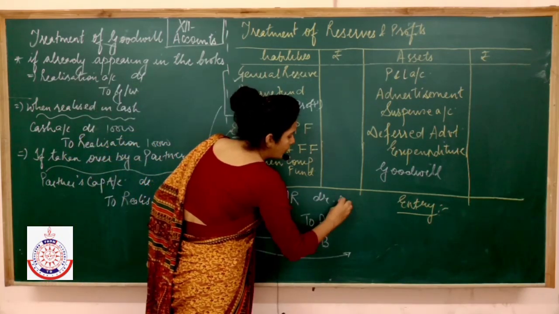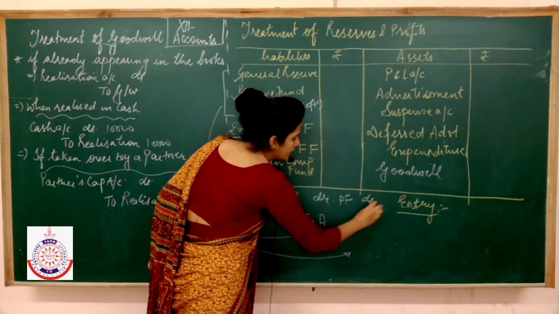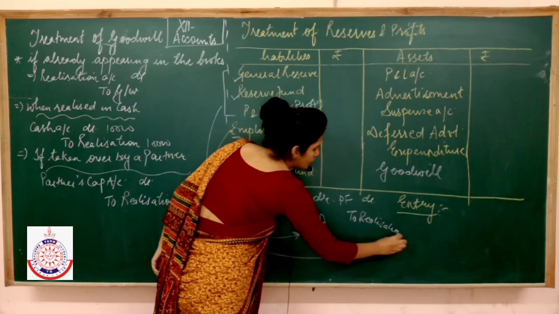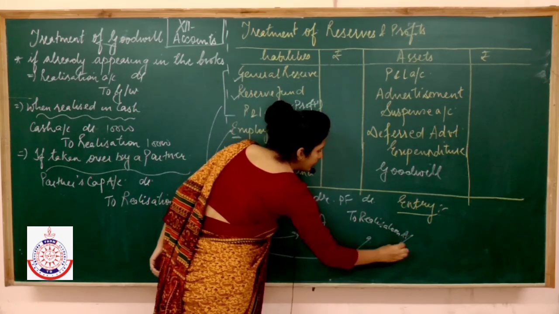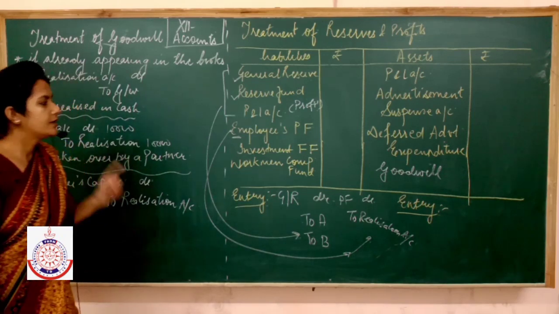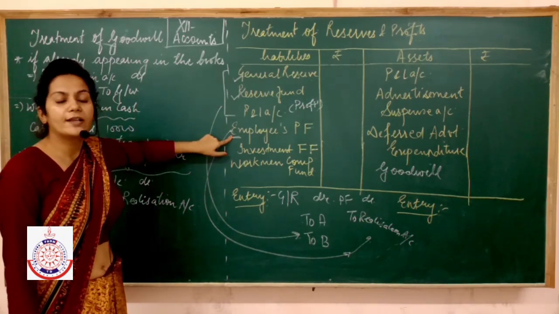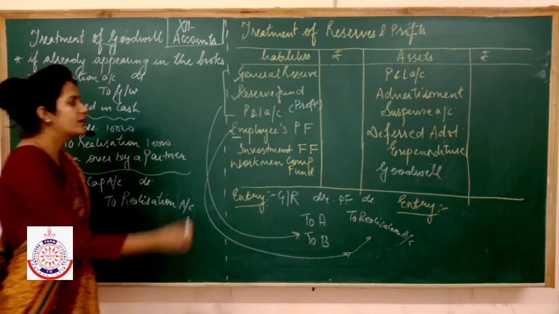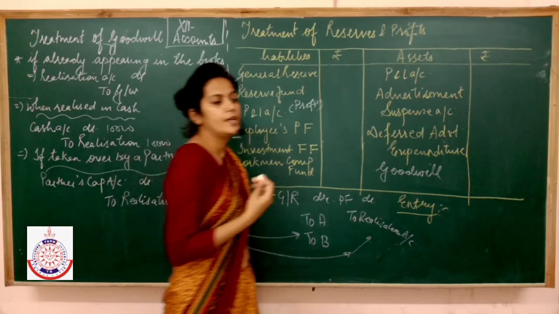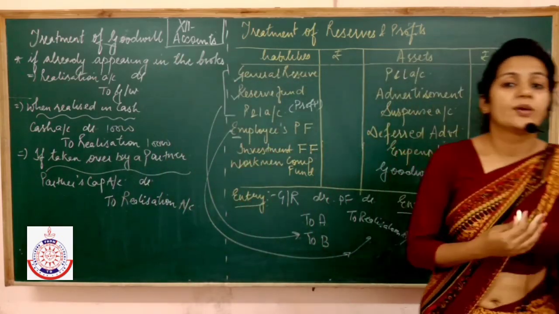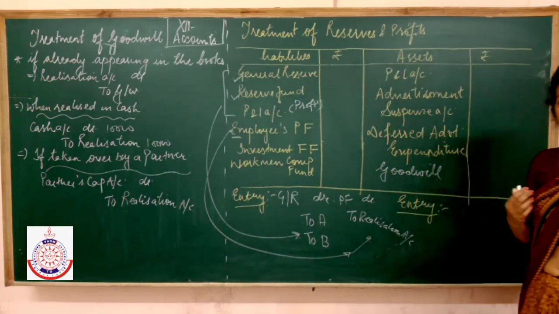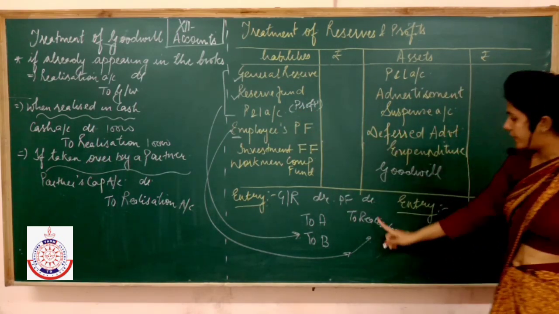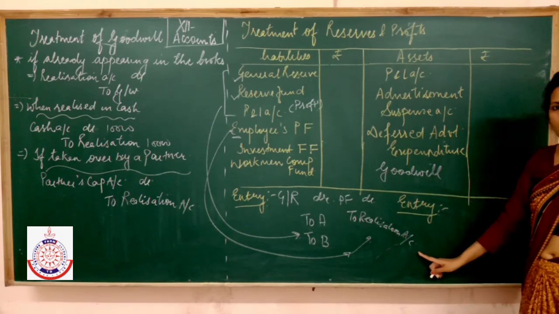Entry will be employees provident fund account debited to realization account. The reason is employees provident fund is an outside liability, a third party liability. This money belongs to the employees of the firm, and the partners can't share this money among themselves. Rather, they have to give this money to the employees. So, entry would be employees provident fund account debited to realization account.